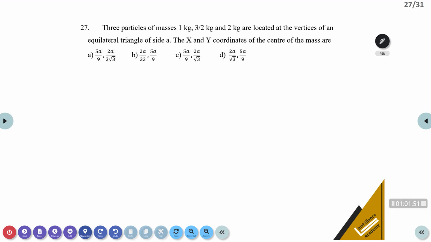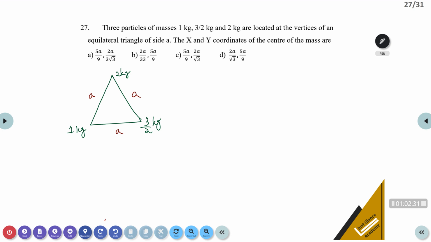27. Three particles of mass 1 kilogram, 3 by 2 kilogram and 2 kilogram are located at the vertices of an equilateral triangle. Equilateral triangle. Okay. This is 1 kilogram. This is 3 by 2 kilogram. And this is 2 kilogram. Each side is A, this is A, this is A.